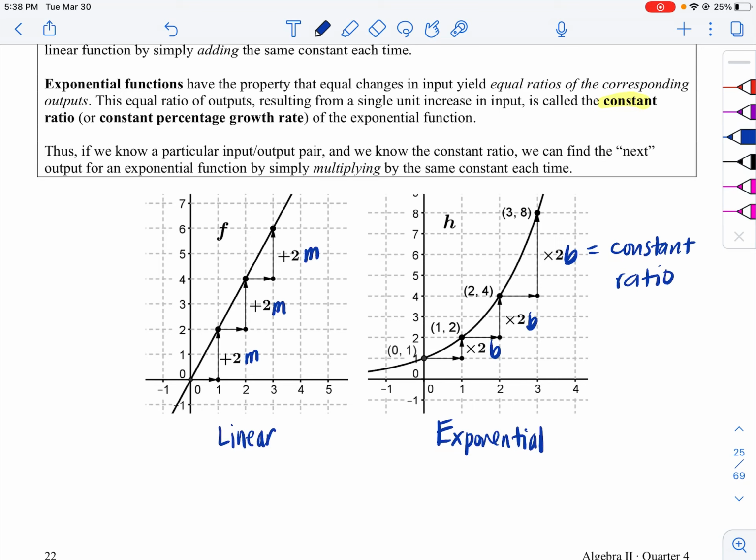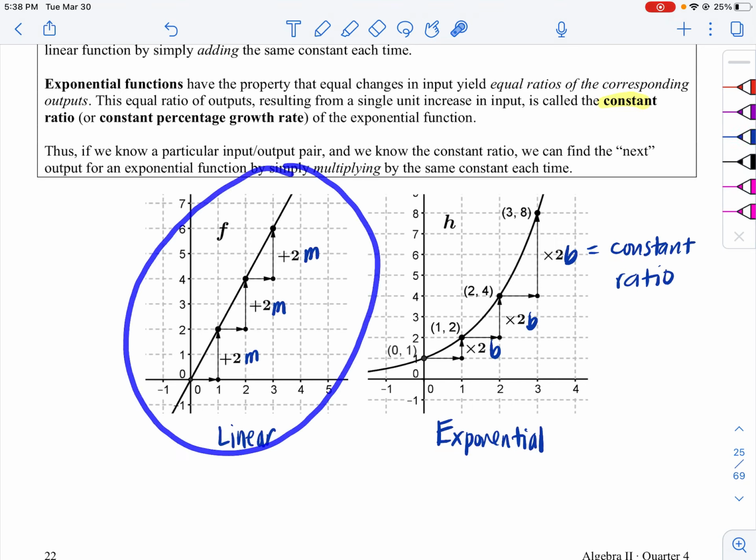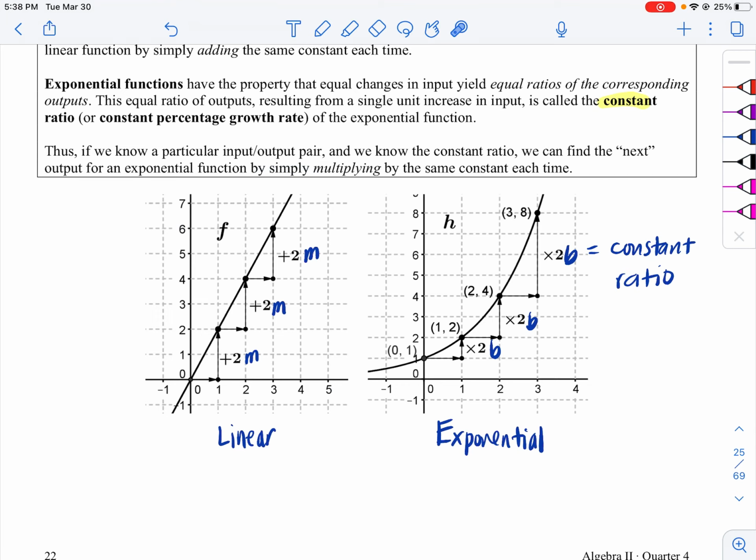From now on, we are going to set aside linear functions because we are going to focus on exponential functions. The goal is, how do we get the b value? How do we get the constant ratio? In this case, our constant ratio is 2. If you notice, 2 times 2 is 4. 4 times 2 is 8. So I'm guessing that the next point would be 4 comma 16 because 8 times 2 is 16. So the x values keep increasing by 1, but our y values keep increasing by multiplying by 2.